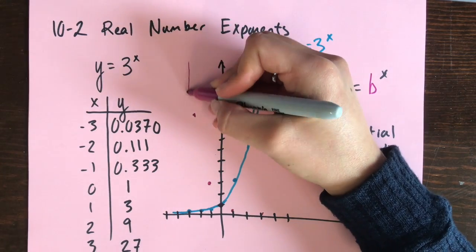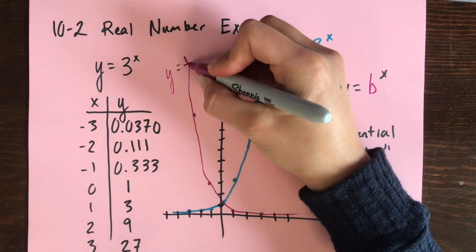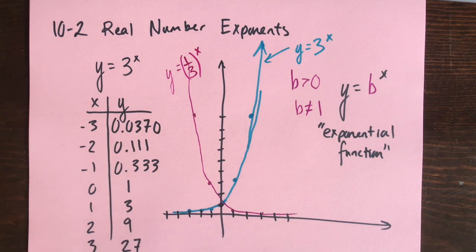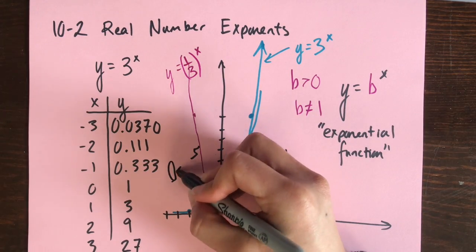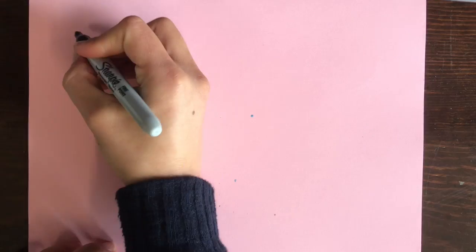Now let's suppose that I graph another equation that looks like this. It's kind of like mirrored across the y-axis. This would actually just be the equation y is equal to 1/3 to the x power. So it's just the reciprocal, right, which kind of turns it around, flips it around. So here we have the ones that are b is greater than 1 are going to look like the blue line there, and then if it's between 0 and 1, then it's going to look like that purple line. Okay, let's go ahead and do some examples together.